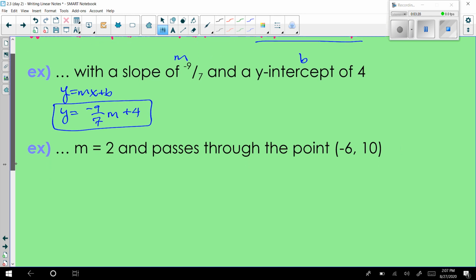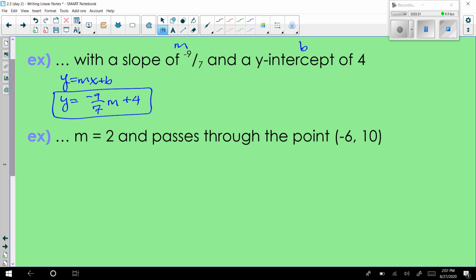Next example is a little bit harder. Again, slope-intercept form, but this time we have a slope of 2 and it passes through a point. So we're going to have to actually start in point-slope form because that's what they give us, a point and a slope, but we're going to change it to be slope-intercept. So let's start with point-slope form. y minus y1 equals the slope times x minus x1. Fill in what I know. If this is my (x1, y1) over here, we're going to have y minus 10 equals 2, the slope, times the quantity x minus -6, or x plus 6.